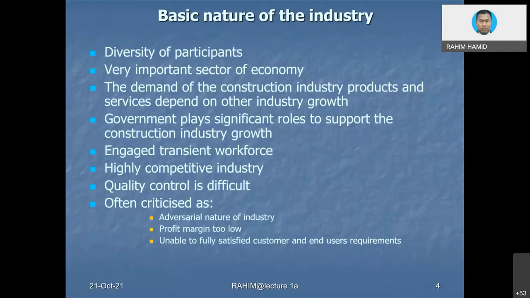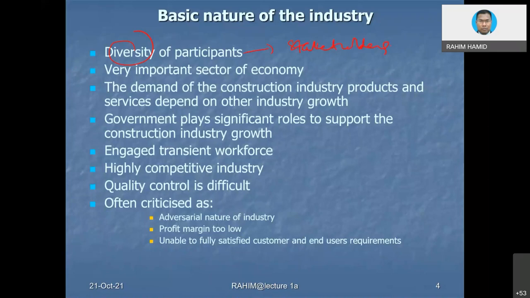Okay, first thing, the basic nature of the construction industry: diverse participants. Meaning to say there are many people involved, not only one party. So this is what we call stakeholders.